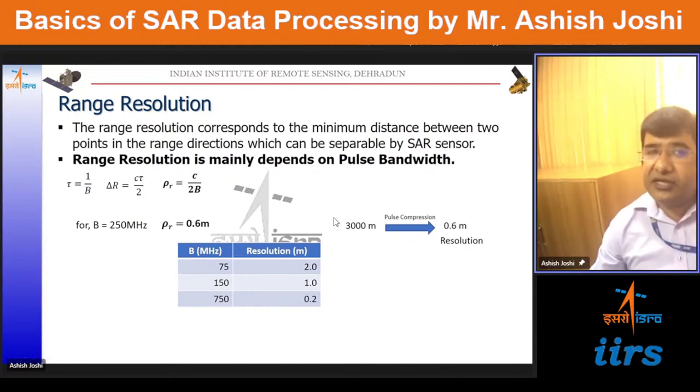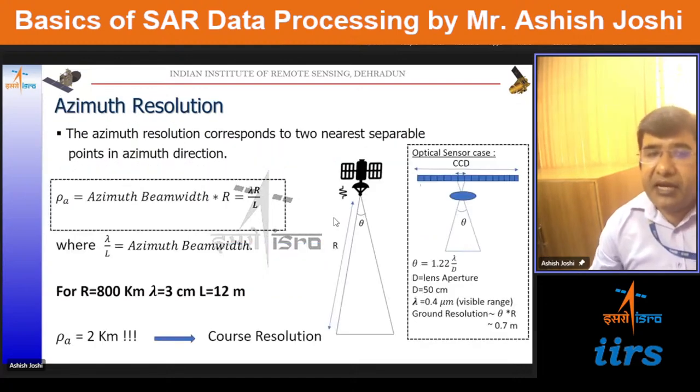In the range direction we get better resolution with the help of the pulse compression technique. Now, how do we get better resolution in the azimuth direction? In the range direction we applied the pulse compression technique to give better resolution for the synthetic aperture radar. Now for the azimuth resolution, normally it is given by the formula lambda r by L, where lambda is the wavelength, r is the range, and L is the length of the antenna.